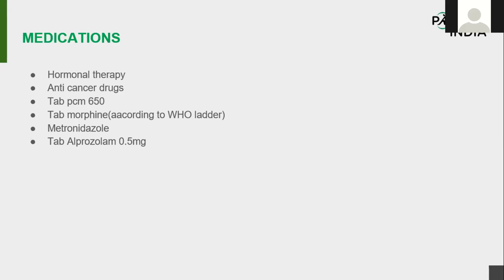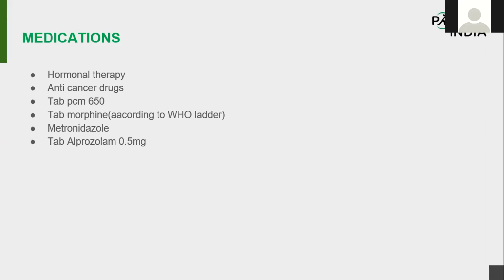So what about the patient's sleep? Can you repeat that question again, ma'am, please? Sleep. Is the patient's sleep normal, or is there any problem? She can't sleep at night. That's why tablet alprazolam 0.5 mg is given to her, one tablet. Okay. So what about the family history?